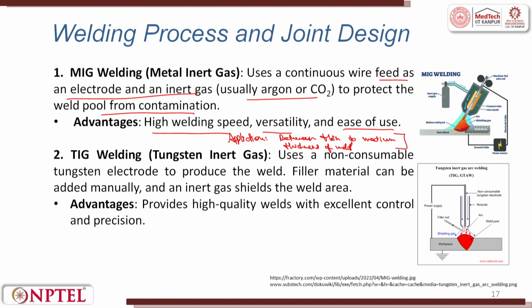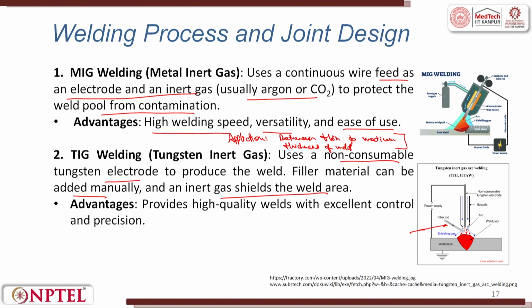Then comes TIG, tungsten inert gas welding, which takes place at a high temperature and uses a non-consumable tungsten electrode to produce the weld. Filler material can be added manually and an inert gas shields the welding area, similar to MIG. In TIG, filler material is added separately.